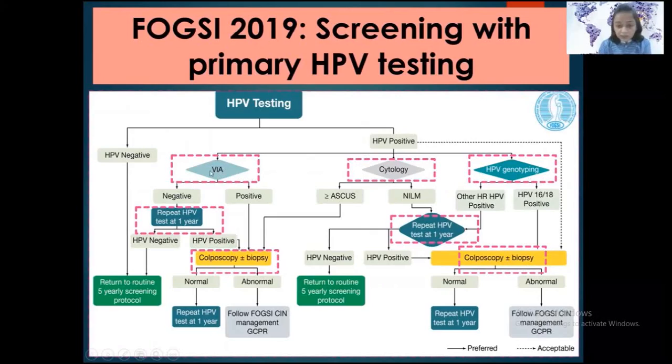So if any of these VIA or cytology tests comes out to be positive, then this woman has to be provided treatment. While if these tests come out to be negative, then repeat testing by HPV has to be done at 1 year. Similarly, if genotyping has been done as a triage after primary HPV screening and women test positive for 16 or 18, then directly you have to provide her treatment. But if she tests positive for other HR-HPV types, then repeat HPV testing has to be done at 1 year interval.